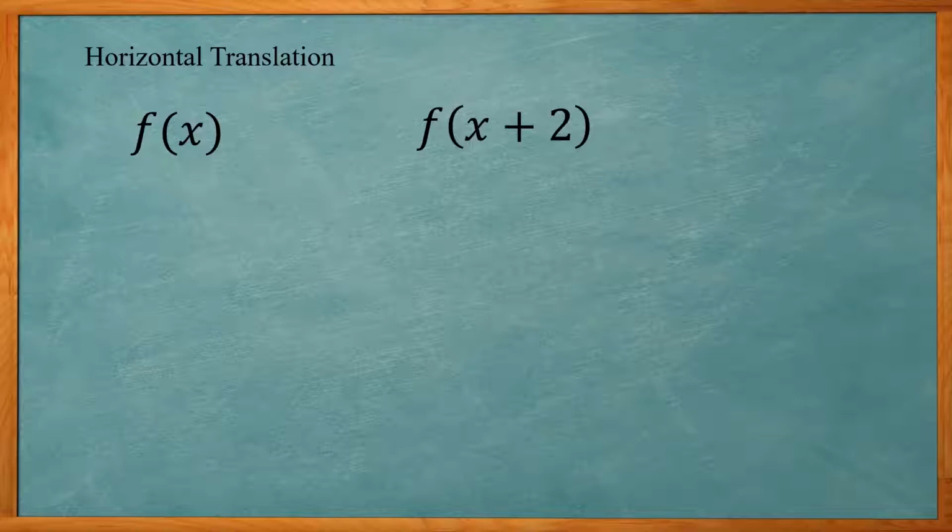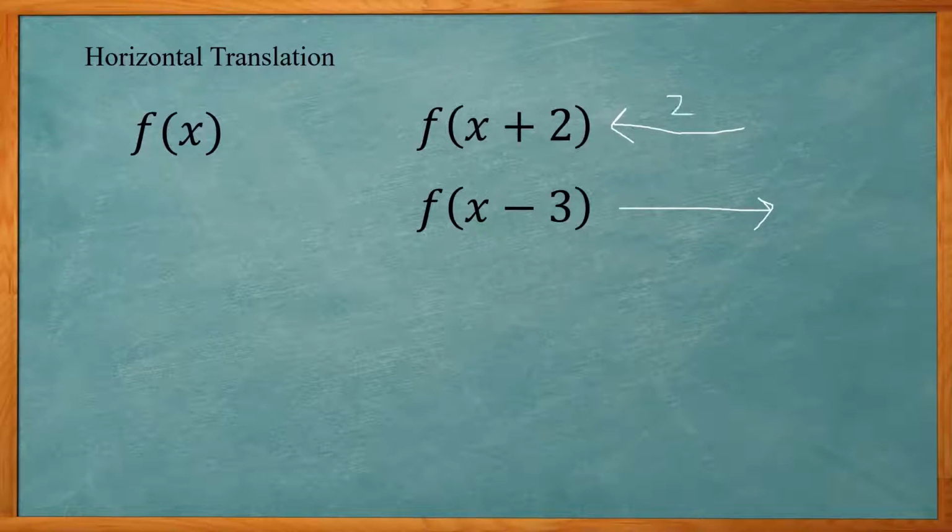Now let's talk about horizontal translations. So if I have my function, now if I change the x value directly, x plus 2, that's going to shift it to the left. Now if I do f of x minus 3, it's actually going to shift it 3 units to the right. So the first one shifted to the left by 2 units. The second one is shifting to the right by 3.